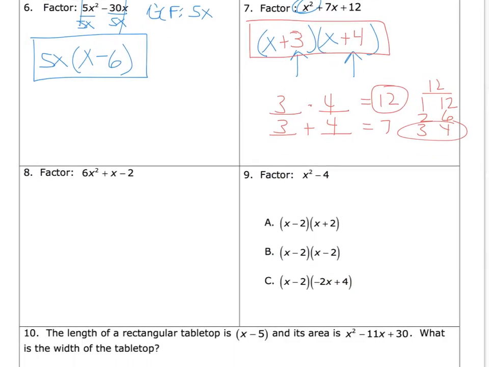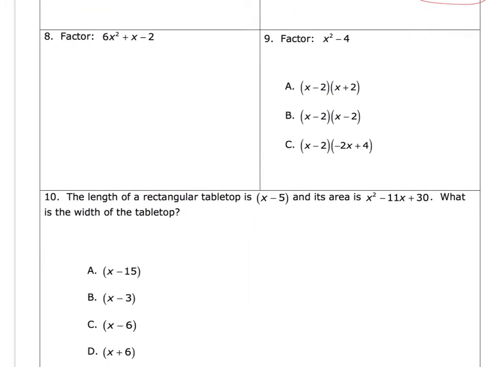All right, we are moving on to question number 8. You guys, question number 8 is by far, hands down, the most complicated question on this retest. So if you feel good about question number 8, you are in fantastic shape. What makes this problem so hard is this 6 right here in the front. When it was just 1, like we did just before this one, it's pretty simple. This 6 makes it a lot harder.